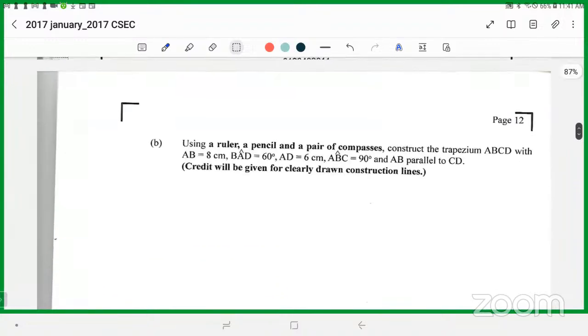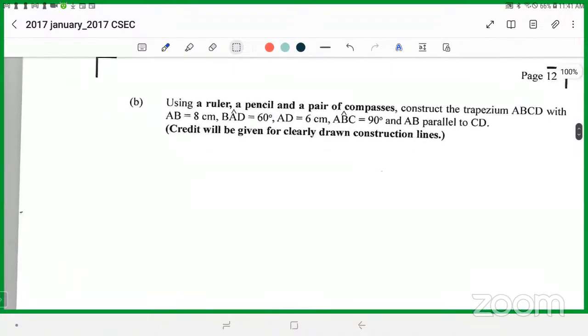Let's continue. This one wants us to do a construction. Using a ruler, pencil, a pair of compasses, construct a trapezium ABCD. AB must be 8. Let's sketch it and then construct it. AB must be 8. I'm going to sketch it first. So I'm going to put AB on here. I'm going to make that 8 centimeters. The angle at A must be 60 degrees. So I'm going to put a 60-degree angle right here.